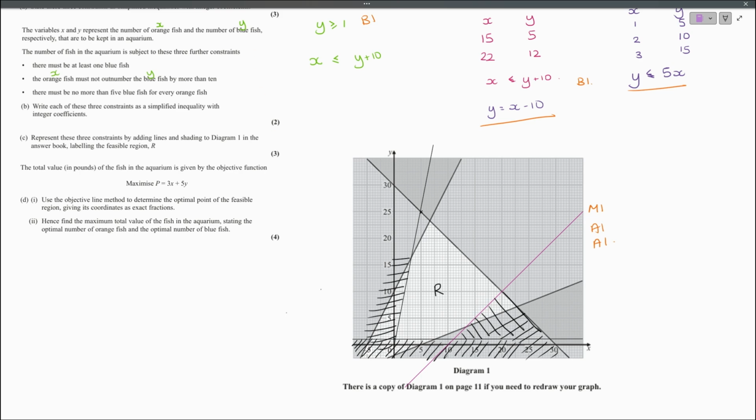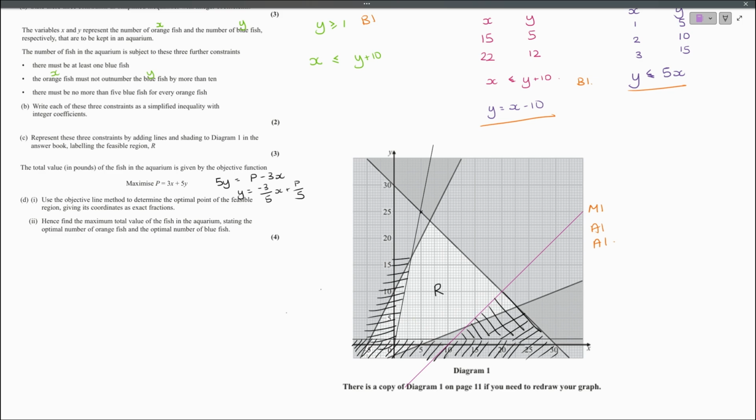Okay, and last but not least, we need to use the objective line method to determine the optimal point. So we want to maximise P is equal to 3x plus 5y. But to draw this line, it's a bit tricky to conceptualise. So I'm going to rearrange this equation. I'm going to get that 5y is equal to P subtract 3x, or y is equal to negative 3/5 of x plus P over 5. So I'm going to get a gradient of negative 3/5.